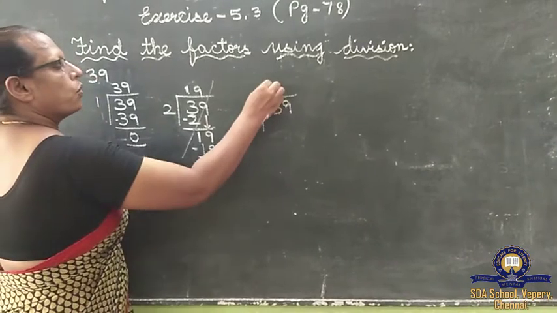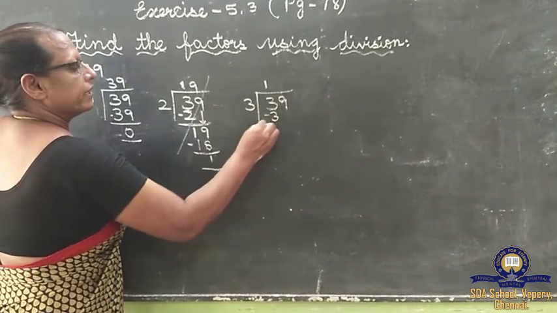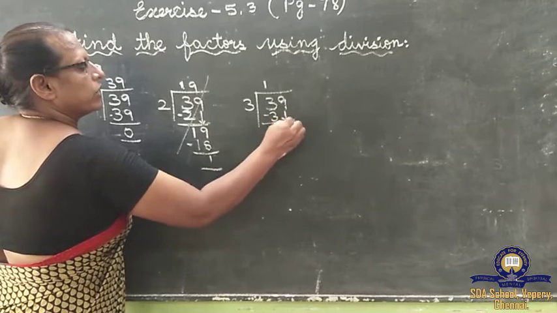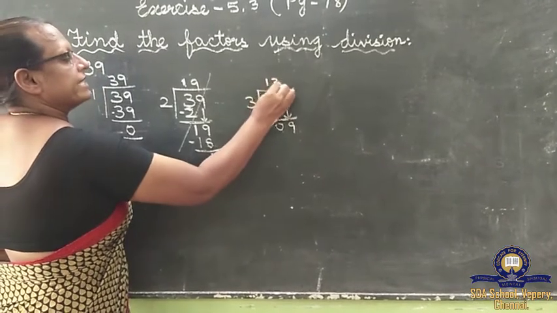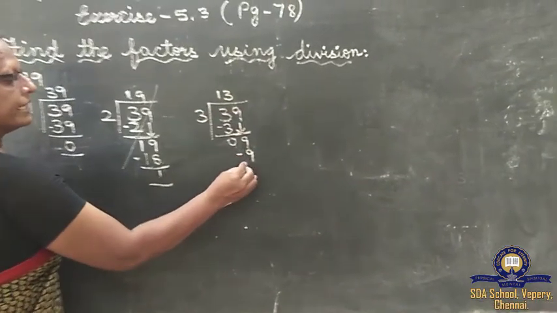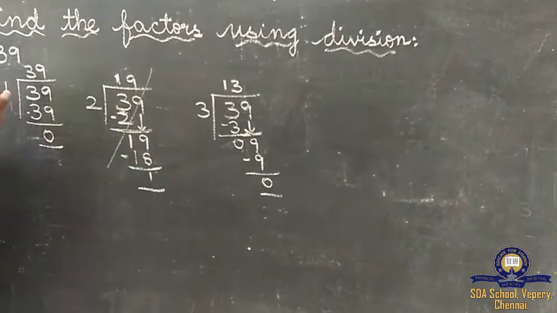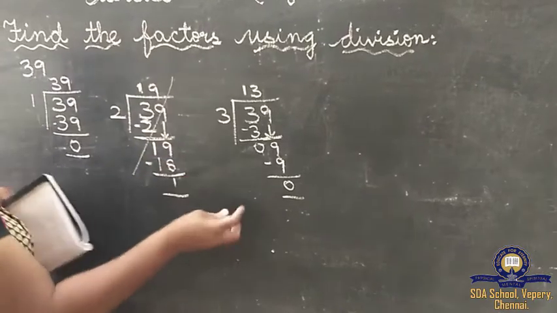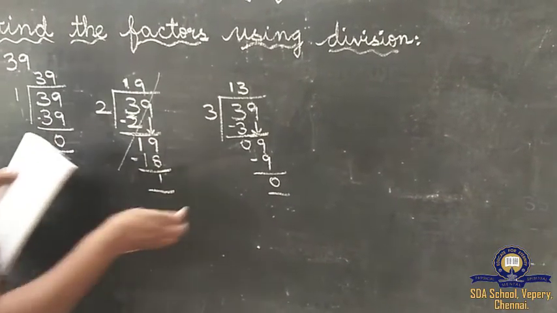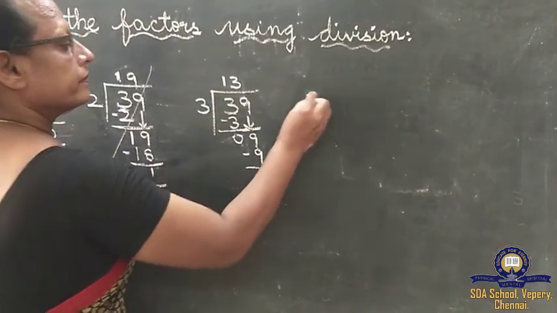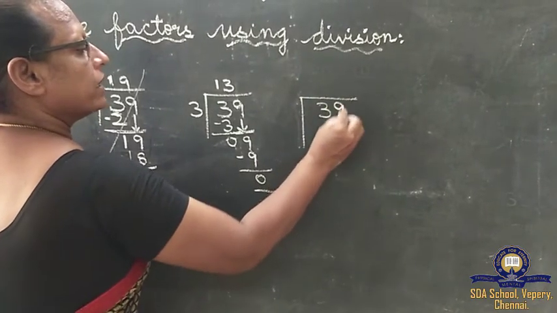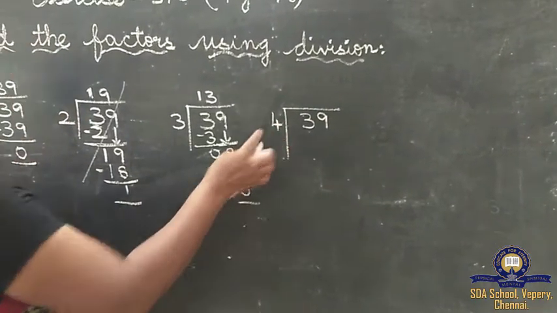See, 1 3 is 3. Then you have to bring down this 9. 3 3s are 9. So it is a factor of 39. It goes. Then we can put the 4 table, children. 39, 4 table. You say the 4 table, children.